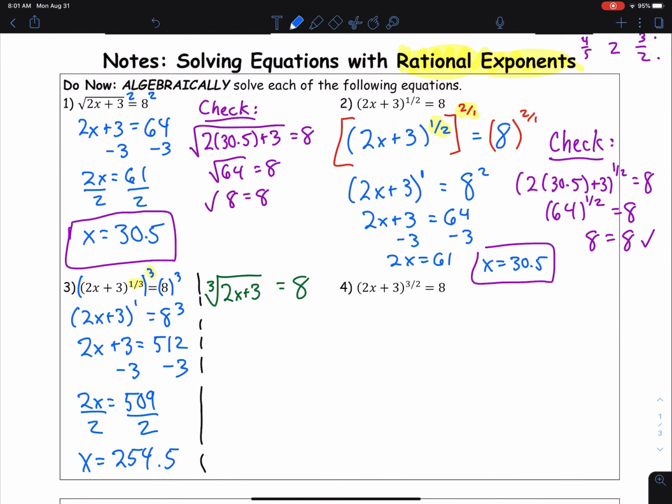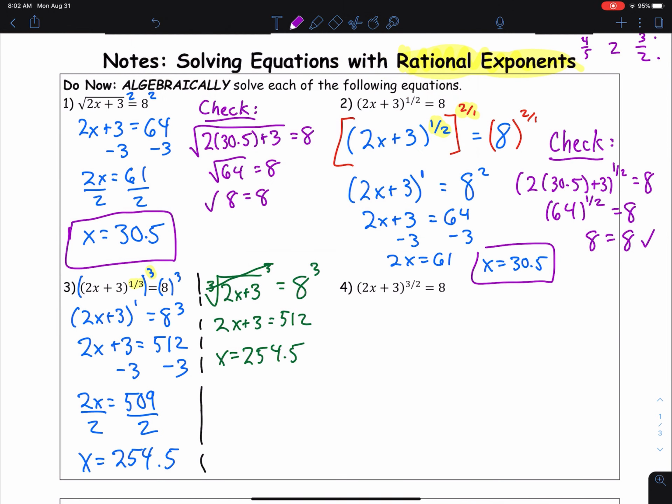So then I would cube both sides, and the cube and the cube root cancel out. So I'm left with 2x + 3 equals 8 to the 3rd power, which is 512. And notice we now have the same equation as we did on the left. So we're just going to solve it the same exact way. We would end up getting x is equal to 254.5. But still, no matter what, you have to always check your work.